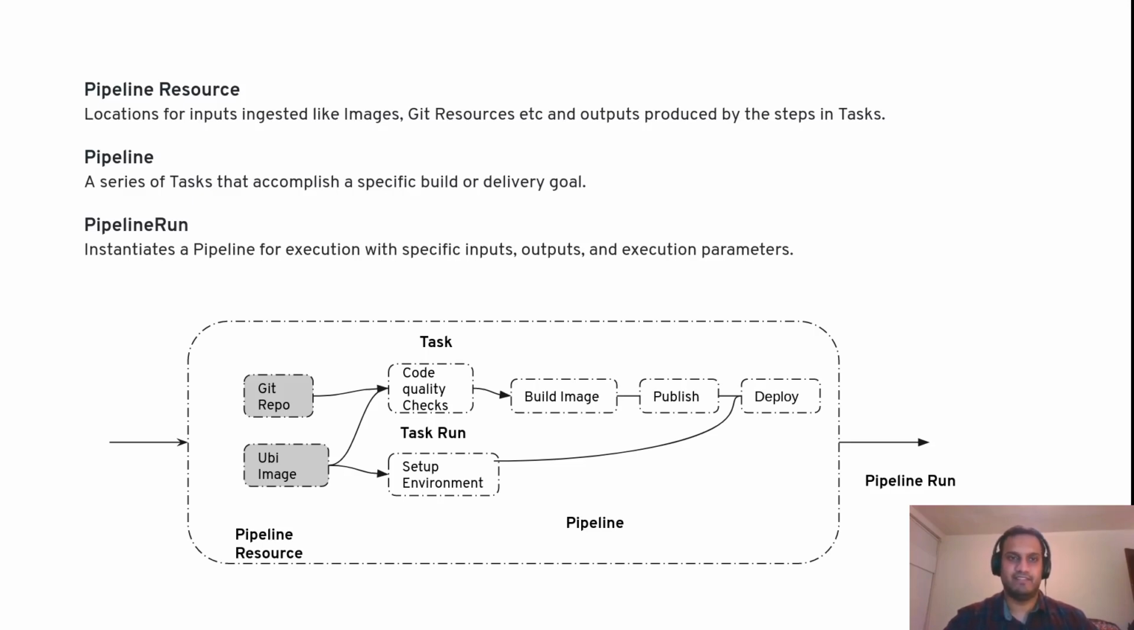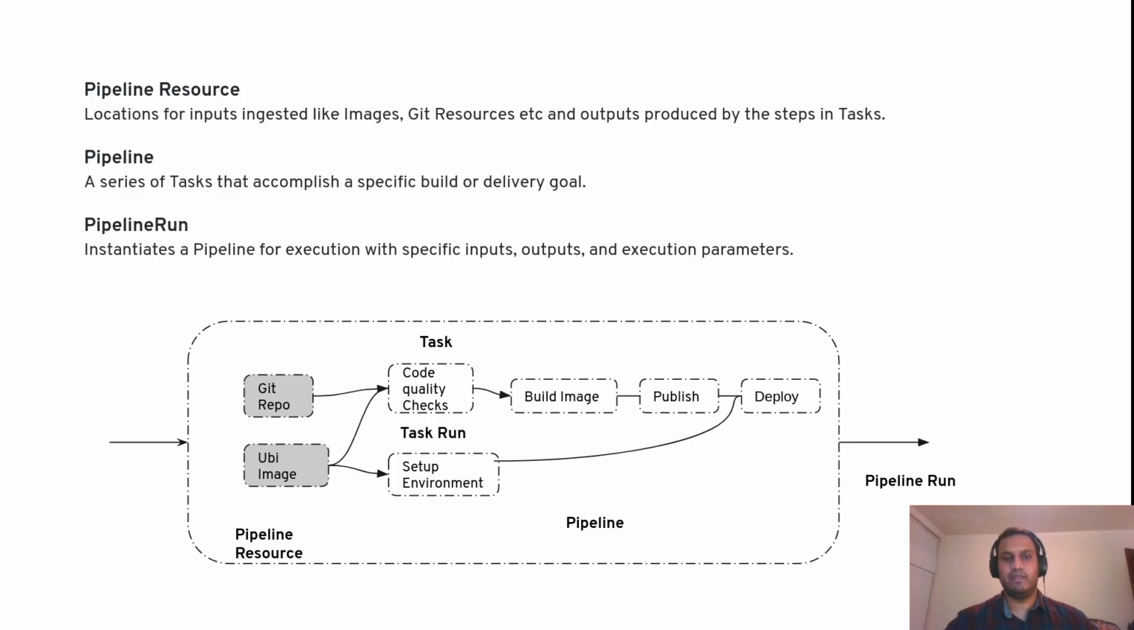A pipeline runs a series of tasks, and a pipeline run is the initiator which will initiate the pipeline execution. So let me explain it better with this example diagram. If you see on your left side, the shaded blocks are the pipeline resources, such as the GitHub repository and the image. Here the image is a UBI image. A GitHub repository could be my repository.